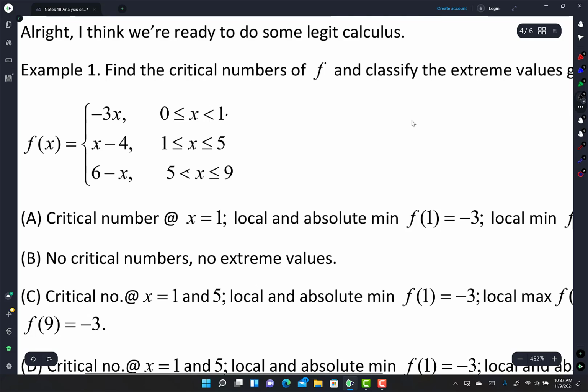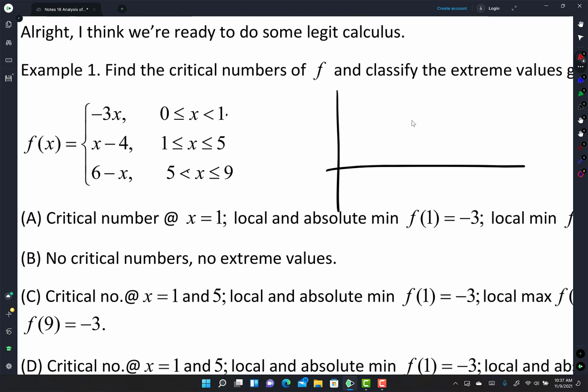So let me do my grid. Let's see, 0 and 9. All right, so here's my grid. And here's my graph. I'm going to do all my graphs in red. So at 0, you're at 0. I'm going to put a solid dot there. And at 1, you are at -3. So here's 1. And I'm going to say -3 is right here. And it's that line.